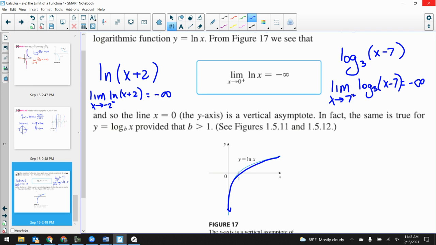Okay. So where do vertical asymptotes happen? They happen at logarithmic functions, they happen in rational functions, and they happen in tangents. Okay? That's where they happen. And the reason that they happen is because of infinite limits.